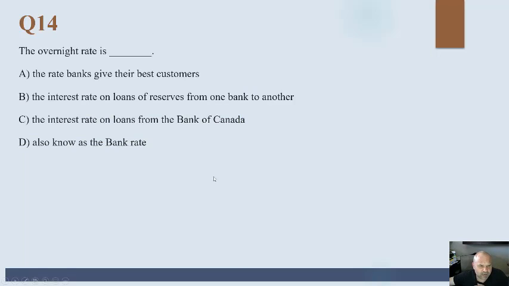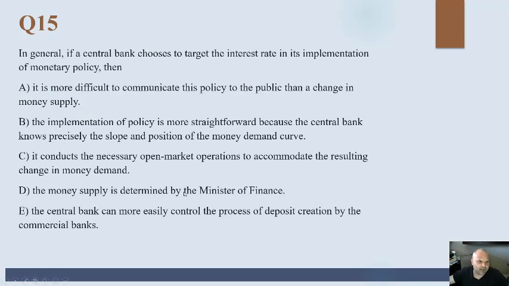What's the overnight rate? So what is the best answer of these four? Hit pause. Okay, the answer is the interest rate on loans of reserves from one bank to another. And they're very, very short run. At the end of the day, some banks owe each other money. So some need to borrow, some have excess, and so that creates an overnight market. That's what the overnight rate is. It's referring to the price of money in that overnight market.